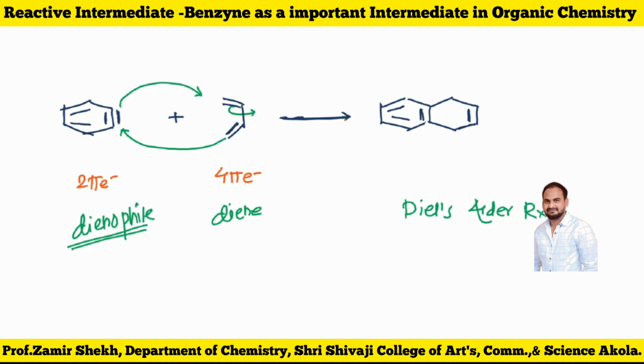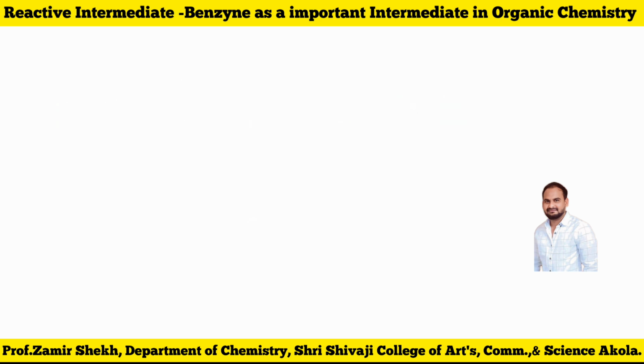So that means that your benzene acts as one reactive partner in the Diels-Alder reaction. Similarly, we have various types of dienes. We have cyclic dienes, we have acyclic dienes. Now look at a very simple and very common example, this one.